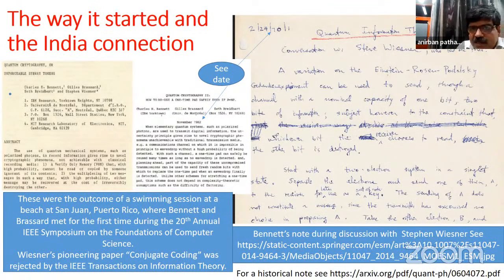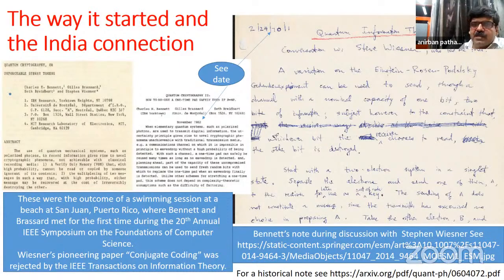So you can see on the right-hand side a handwritten note. This is obtained from Charlie. So Charles Bennett, the father figure of quantum cryptography. And you look at the date. This is of 1970. And Bennett became interested. Bennett tried to convince many people about it, and he was not successful.